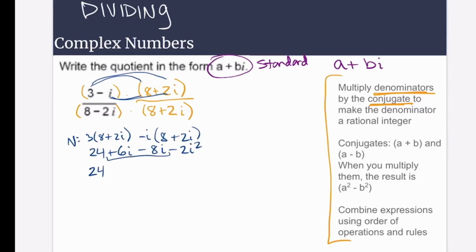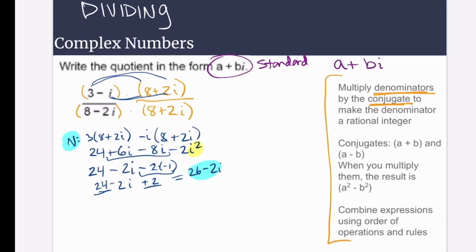24 minus 2i, and remember this i squared over here is actually negative 1. So this is 2 times negative 1, which really changes that to plus 2. 24 minus 2i plus 2. Our numerator is going to be 26 minus 2i. So that's our numerical expression just for the top of our fraction.